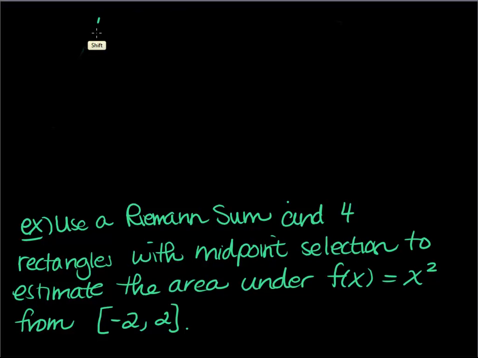Okay, so let's draw a picture first. I want to see this picture in your homework. I want to see you actually graph the function and draw some pretty rectangles, all that good stuff. So from -2 to 2, so 1, 2, 3, 4. x squared goes through 0, 0, 1, 1, 2, 4, -1, 1, -2, 4. We know what this looks like. This is a parabola.